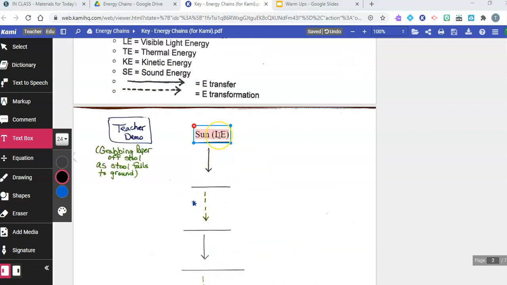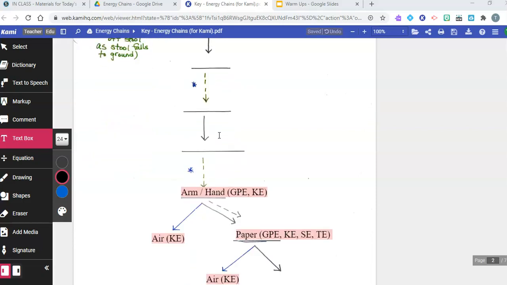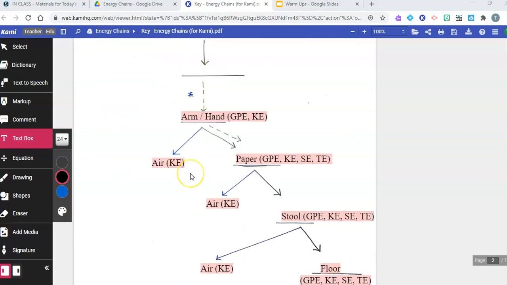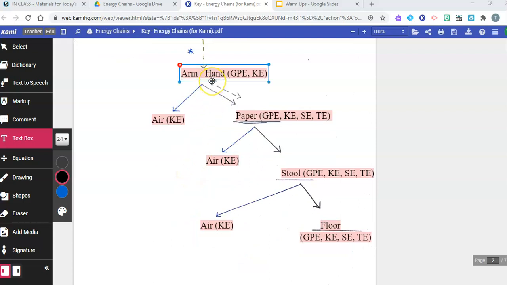And remember we said most energy chains start with the sun's energy. So the question is, what do we fill in here in between? And that is answered by us realizing, well, I know where the floor got its energy. I know where the stool got its energy. I know, or do I? Where did Soysun get the energy in the first place to raise her hand and swoop it down to grab the paper?